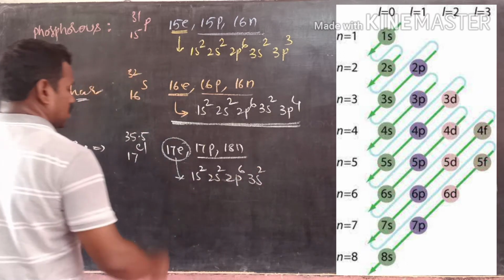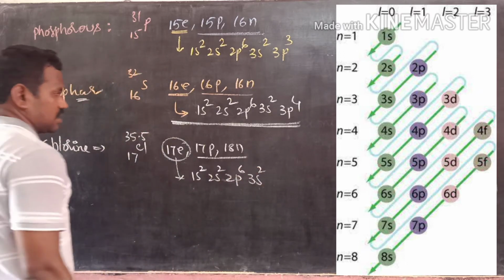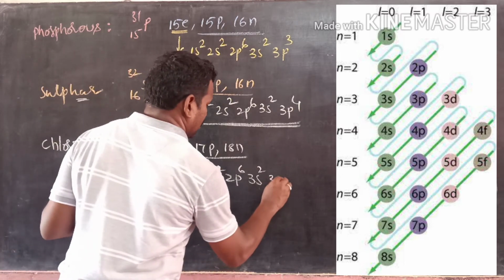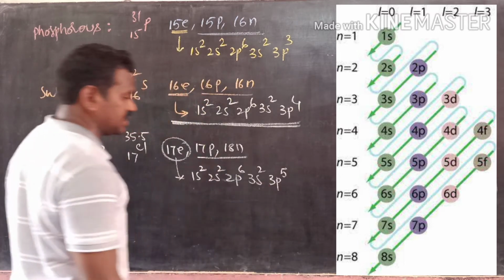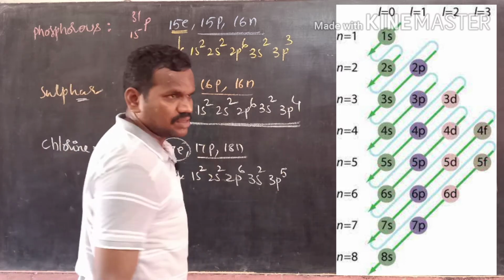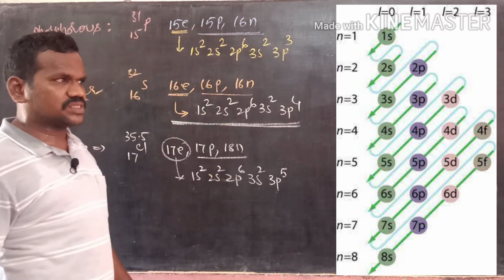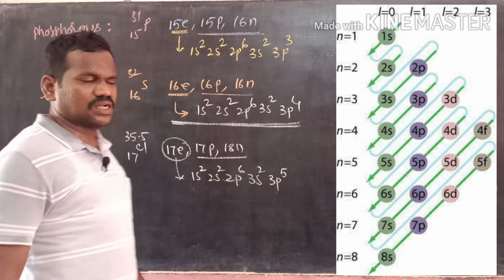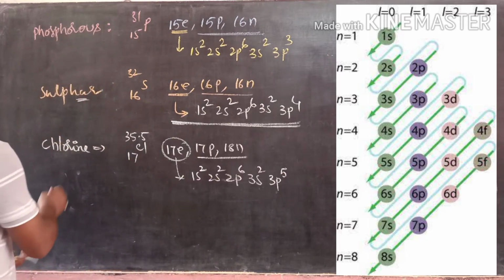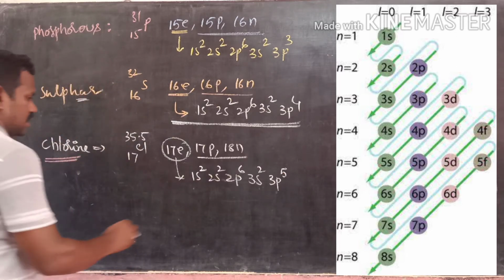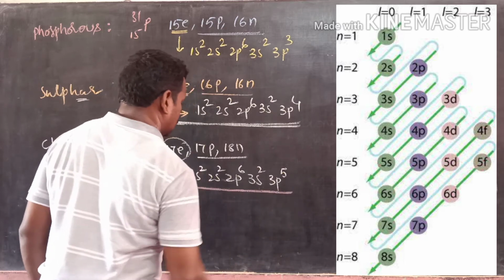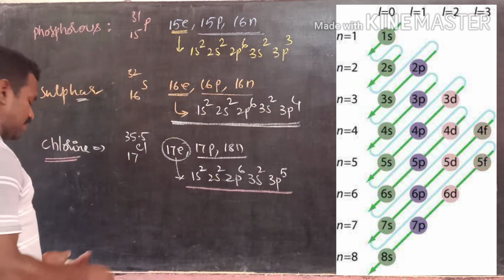Till now 12 electrons are completed, 5 electrons are left. So the total 5 electrons are accommodated in the 3p. Why? Because p has the ability to accommodate a maximum of 6 electrons, but only 5 electrons are left. Now the electronic configuration of chlorine becomes 1s2, 2s2, 2p6, 3s2, 3p5.